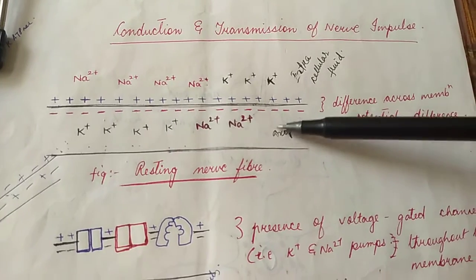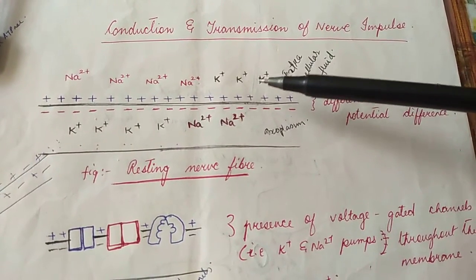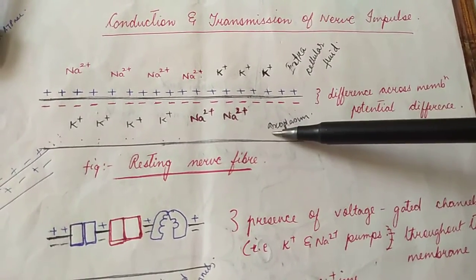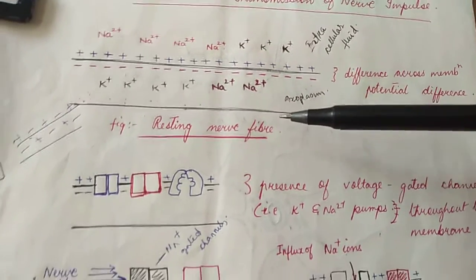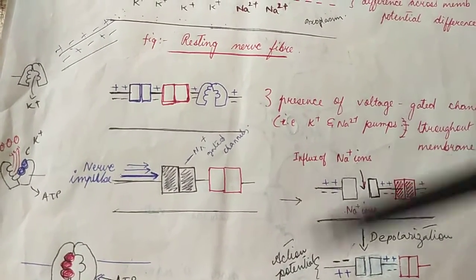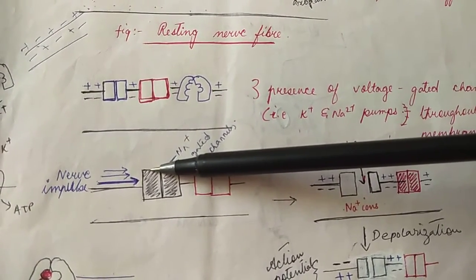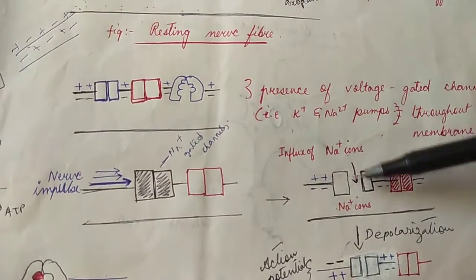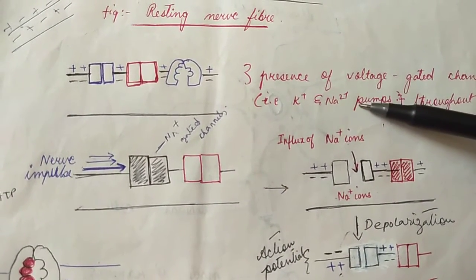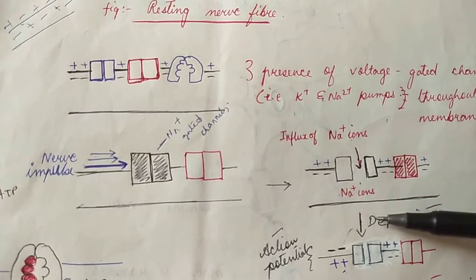When a nerve fiber is not conducting any impulse, it is said that the nerve is at resting stage or at polarized stage. When a stimulus of adequate strength is applied to a polarized membrane, the sodium gated channel opens. As a result, influx of sodium ions from the extracellular fluid takes place into the axoplasm.